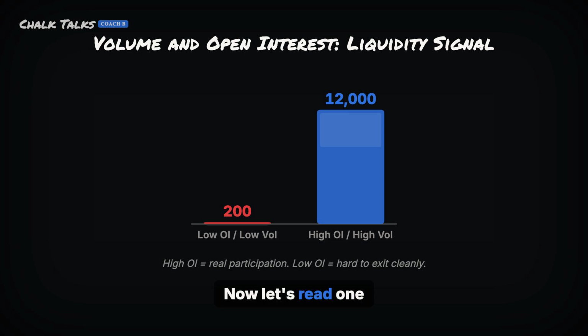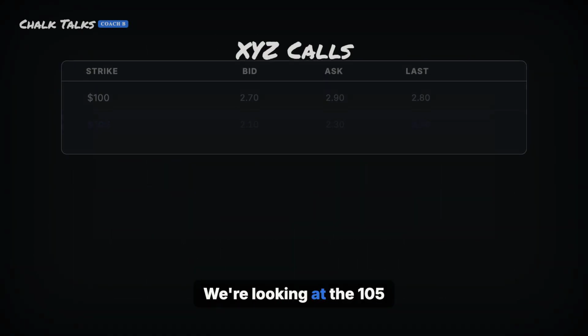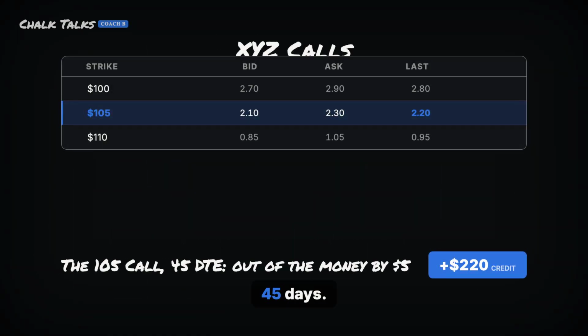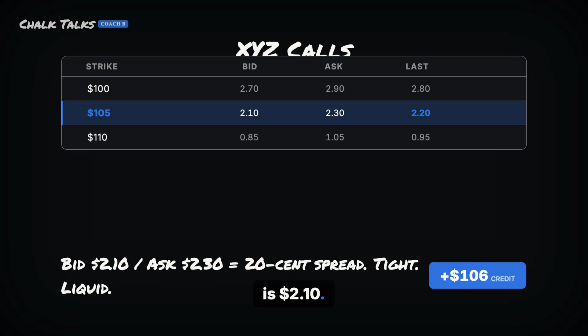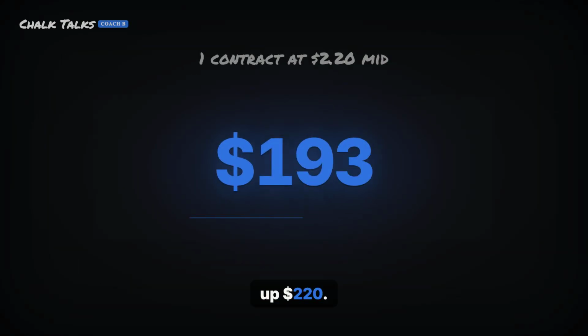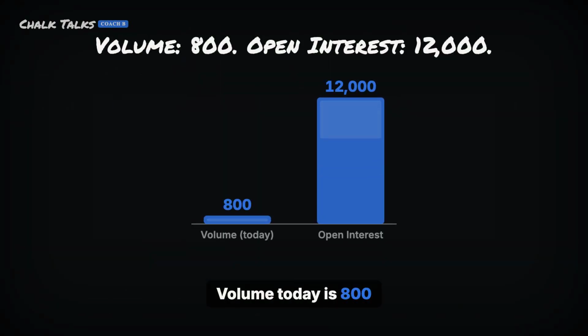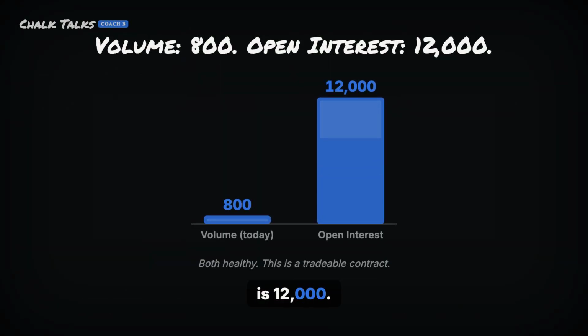Okay, now let's read one row end to end. Stock is at $100. We're looking at the 105 call expiring in 45 days. That's out of the money by $5. The bid is $2.10. The ask is $2.30. Spread is 20 cents. That's pretty tight. This is a liquid contract. If I'm buying this call, I'll probably pay around $2.20, split in the middle. One contract controls 100 shares, so I'm putting up $220. Volume today is 800 contracts. Open interest is 12,000. Both are healthy. This is a tradable contract.